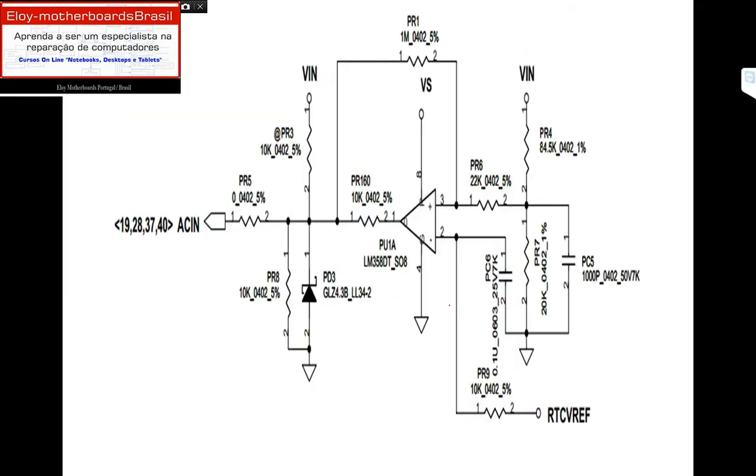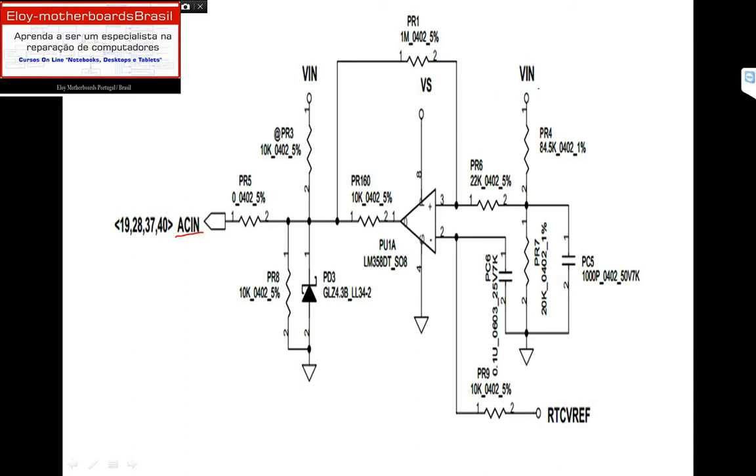So continuing, after we see the DC jack, the battery connector and all the pins, the computer will need a signal informing that the DC jack and the battery are inserted. The signal that will tell the computer that the DC jack is actually inserted is this signal right here that will be sent to the KBC with the name of AC in.